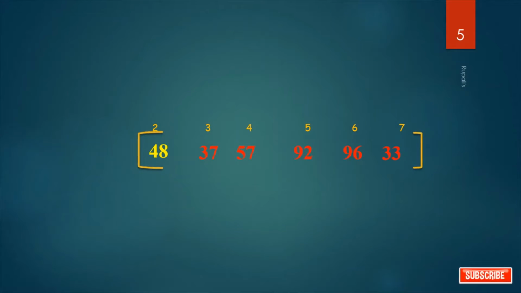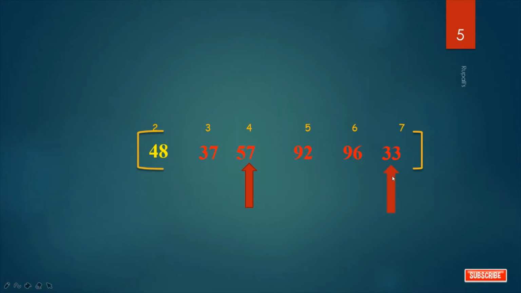So this is our right hand side now. I have to repeat the same procedure again. Taking the first element as the pivot element, we start. There are two pointers, lower pointer and upper pointer. So you have to increase the lower pointer till we get an element that is greater than the pivot element. Because 37 is less than 48, so skip. Because 57 is greater than 48, so stop.